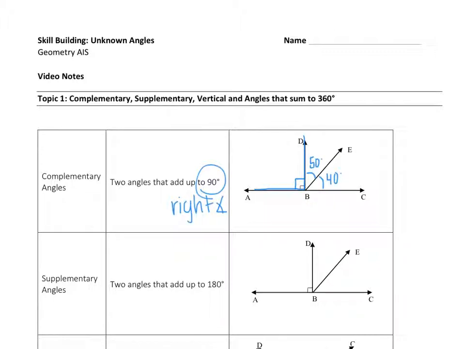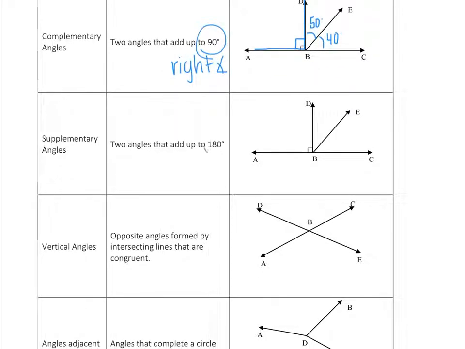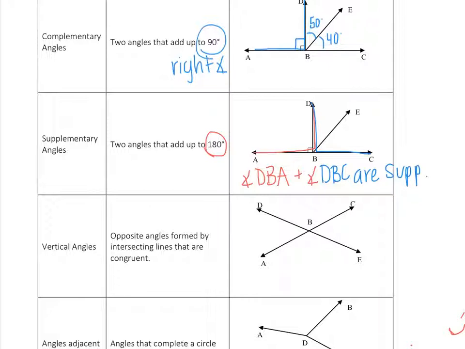The next type of angle that we have to talk about are supplementary angles. These are angles whose measures add to 180. So here we could say that angle DBA and angle DBC are supplementary. Because they lie on a straight line, they add up to 180 degrees in total.